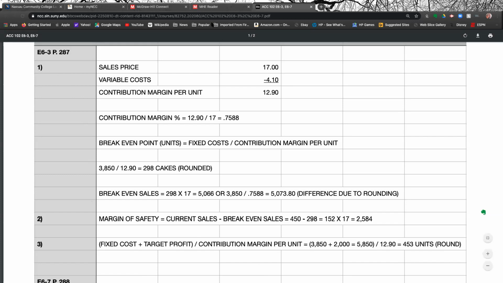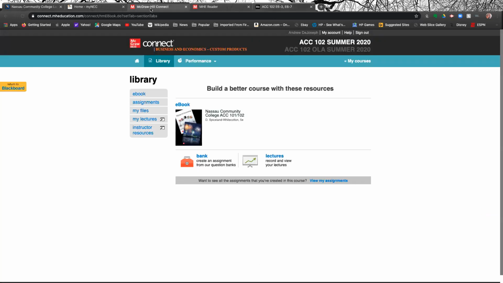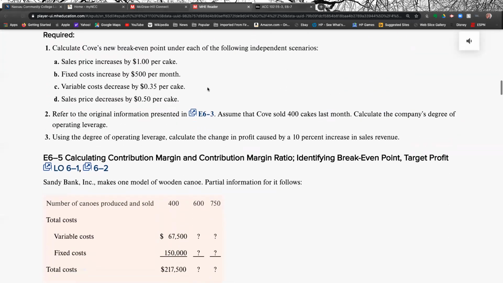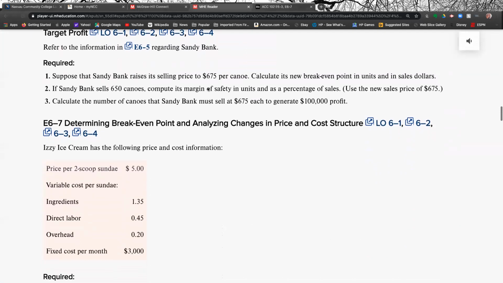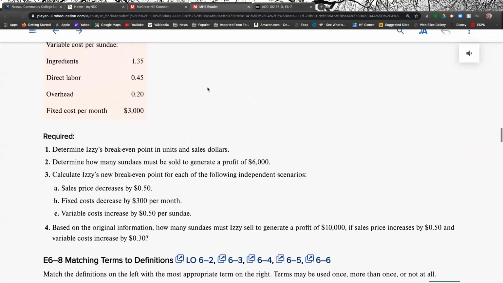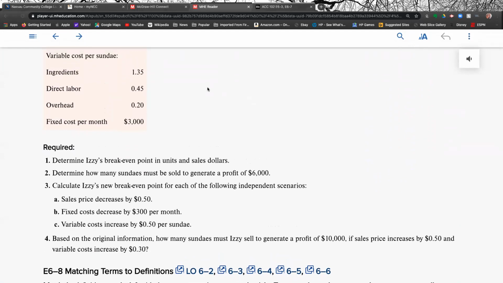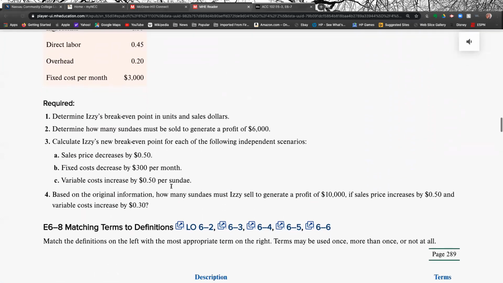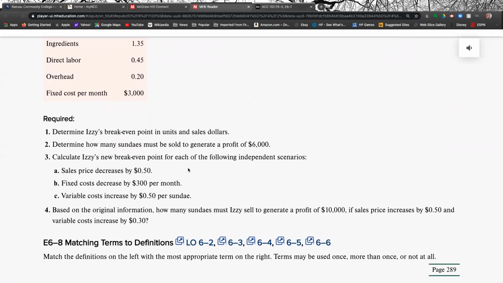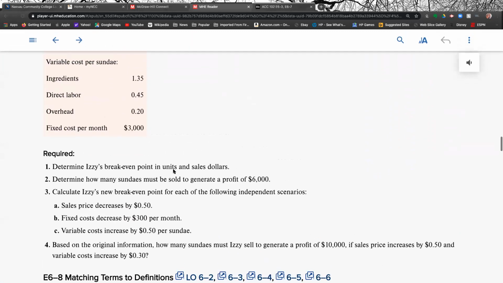Let's take a look at exercise 7. Now, this is a little more involved, you see it? But it's basically the same thing. They want us to do break even, units and sales dollars. They want us to do target profit. And then they change up some of the variables, right? If something changes, how does it affect everything else?